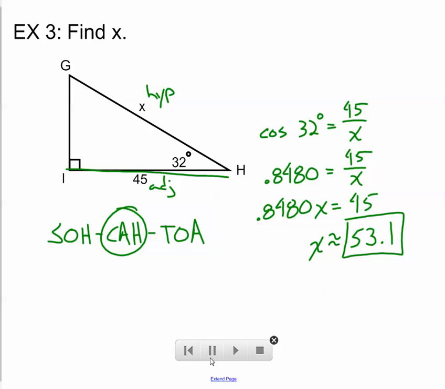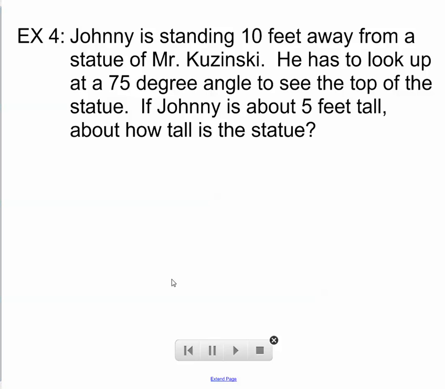All right. So hopefully this is all coming together for you. If you watch yesterday's lesson again, that might help to really cement things in your mind. One more. Let's do a real-world example of this. Johnny is standing 10 feet away from a statue of Mr. Kuzinski. Why wouldn't they make a statue of Mr. Kuzinski? He has to look up at a 75-degree angle to see the top of the statue. If Johnny is about 5 feet tall, how tall is the statue? I think a picture is going to be necessary here.